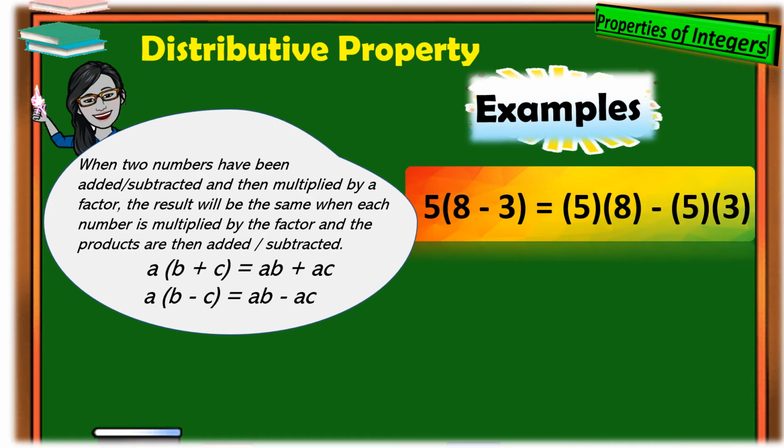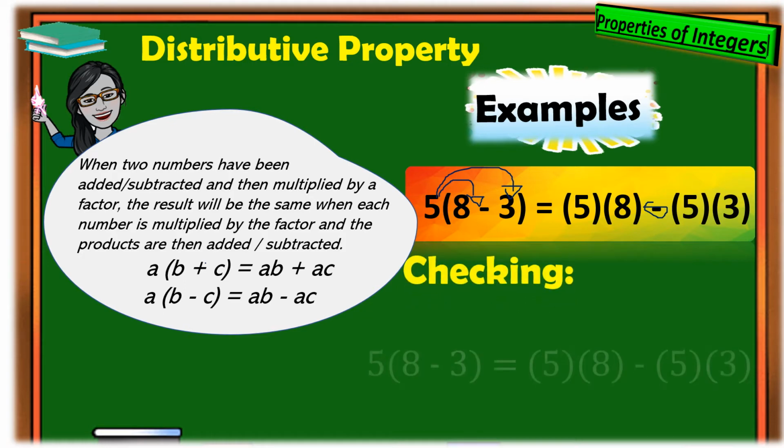Dito naman, minus. Okay? Subtraction. So, we have 5 times the quantity of 8 minus 3 is equal to 5 times 8 minus 5 times 3. Okay? Ayan lang, oh. Minultiply lang. 5 times 8, 5 times 3, tapos kopyahin kung ano yung nasa sign. Okay? Yung ating symbol, kung plus sign or minus sign.